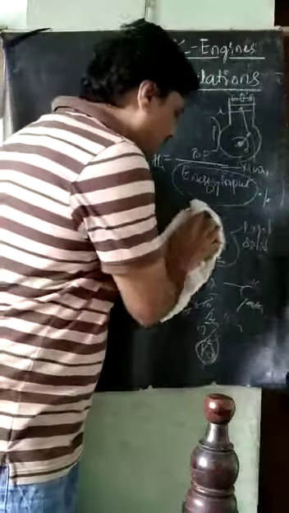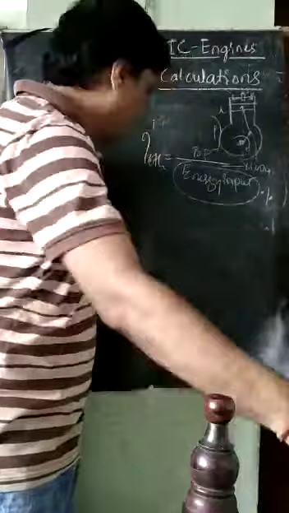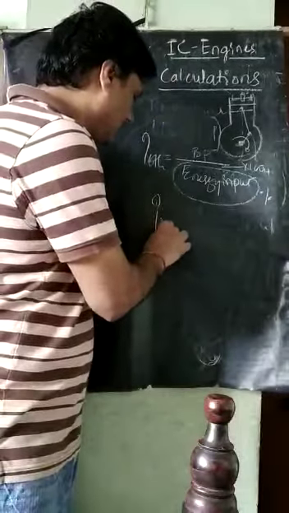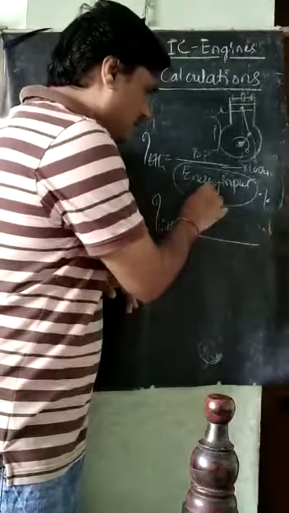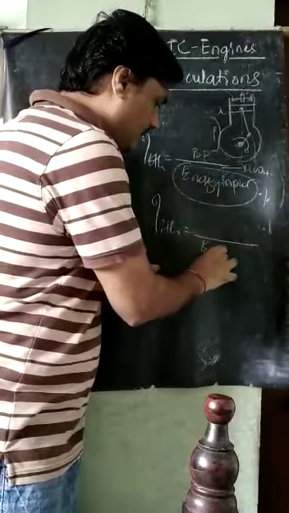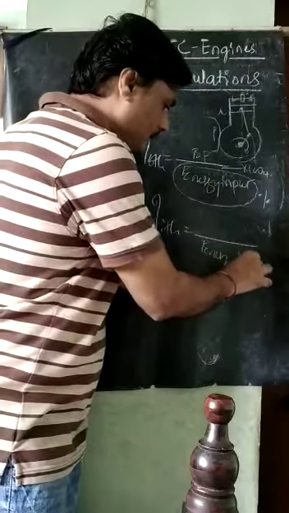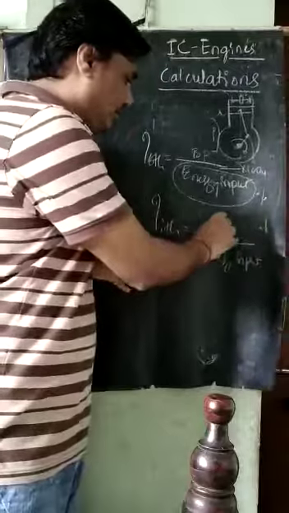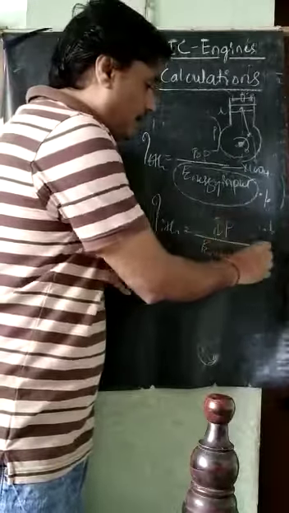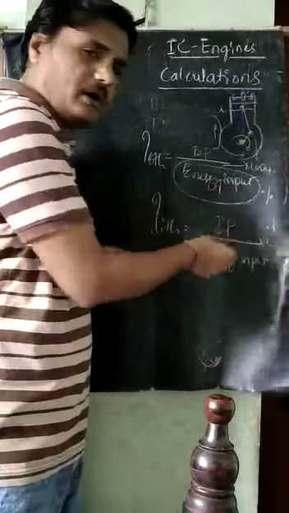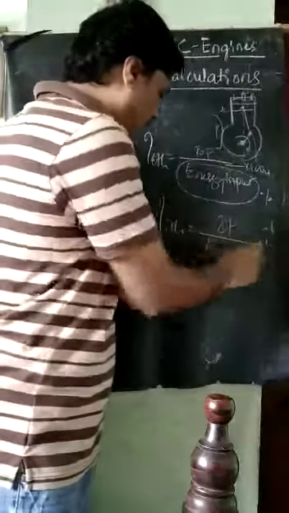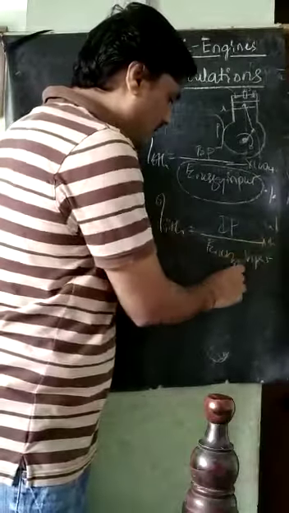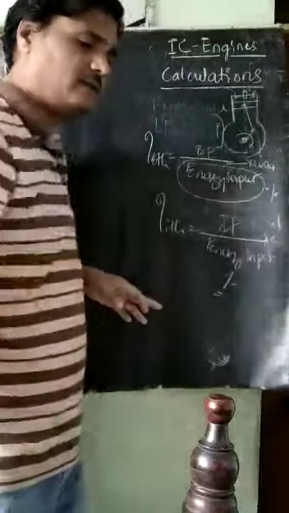So the next one is the same case. If it is for the indicated thermal efficiency, the denominator is the same, once again energy input. But in the numerator we have to take IP, times 100. The units and everything else are the same. It will come in percentage in this case.